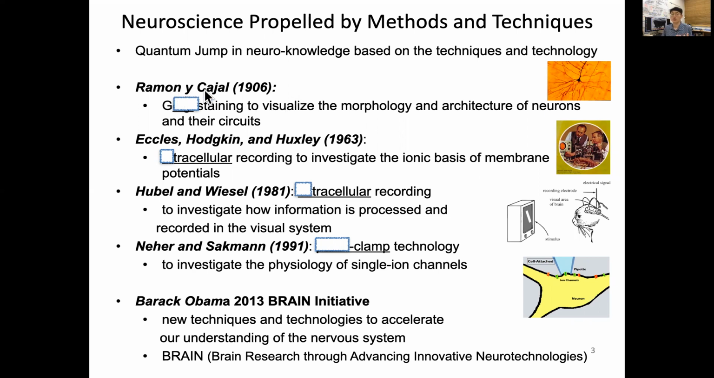As we already said, Ramon Cajal was using Golgi staining to visualize the morphology and the architecture of neurons and their circuits. The second example is the famous Hodgkin and Huxley model for the action potential, the membrane potential when neurons so-called fire, sending an electrical signal from one neuron to a downstream neuron. Here they used a giant squid or lobster, which has a big neuron. They inserted an electrode inside the cell of the neuron. So yes, intracellular recording, to investigate the ionic basis of membrane potential.